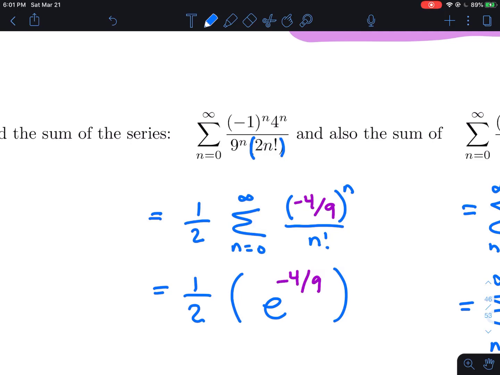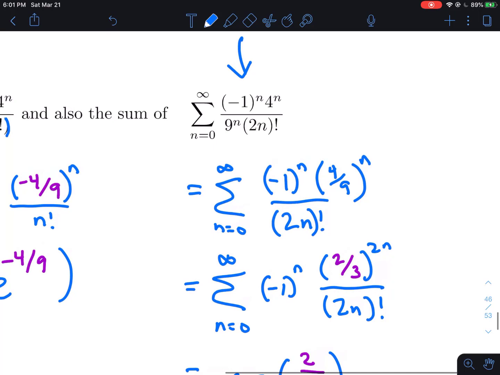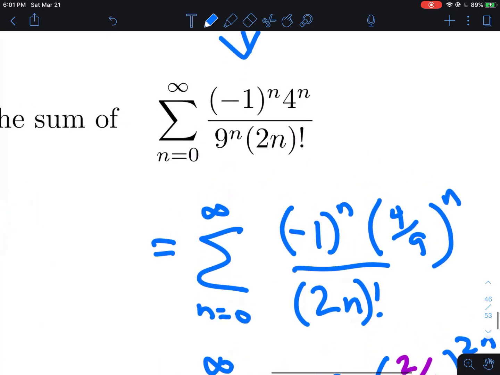Okay, so that's if you were to misread it. What I actually had intended for the problem to be is this one right here, where you have 2n all in parentheses, and then it's 2n factorial. So all of it has the factorial. So when you think about trying to make it look like one of the items on the list, the only one that has 2n factorial in the denominator is cosine.